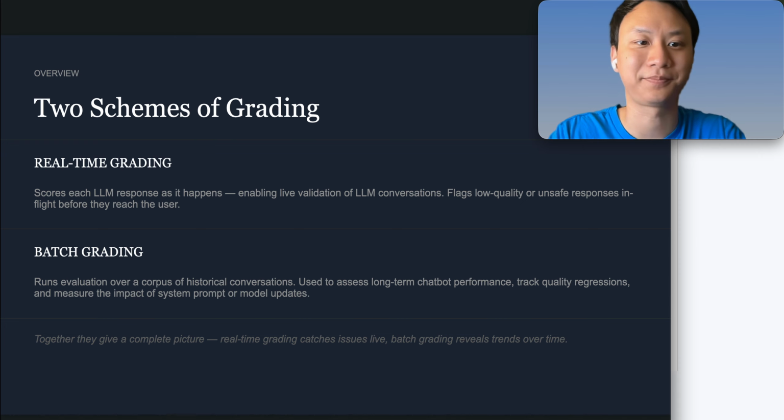And then next, we have batch grading, which looks not just at one session, but across many sessions with many different users to try to see overall what the quality of interaction is between them over a longer time frame.